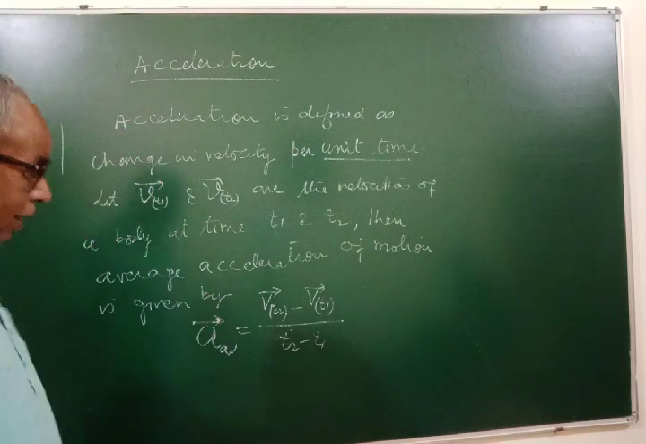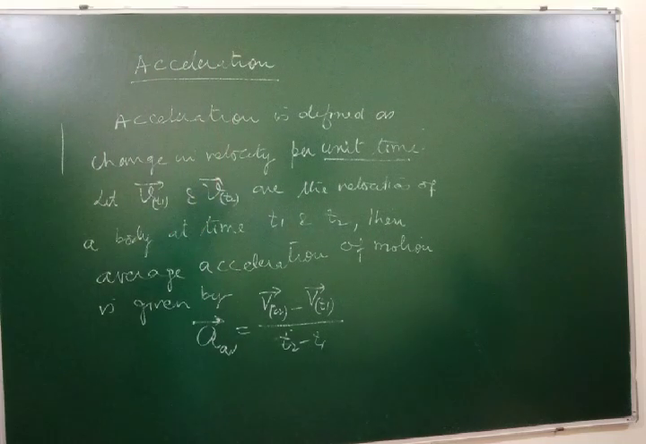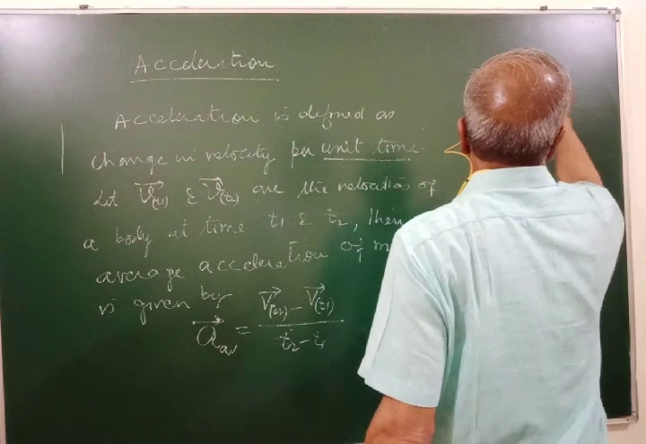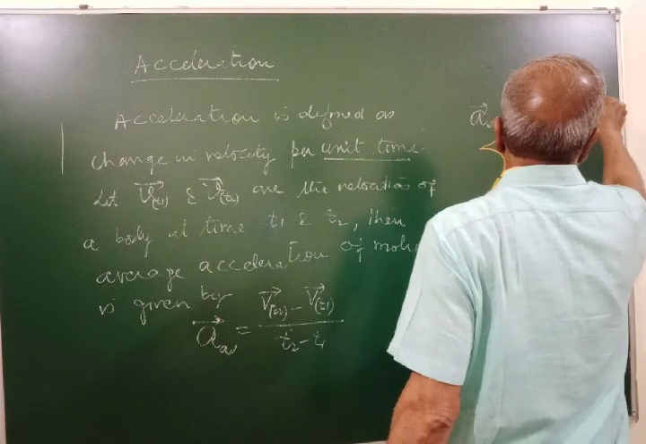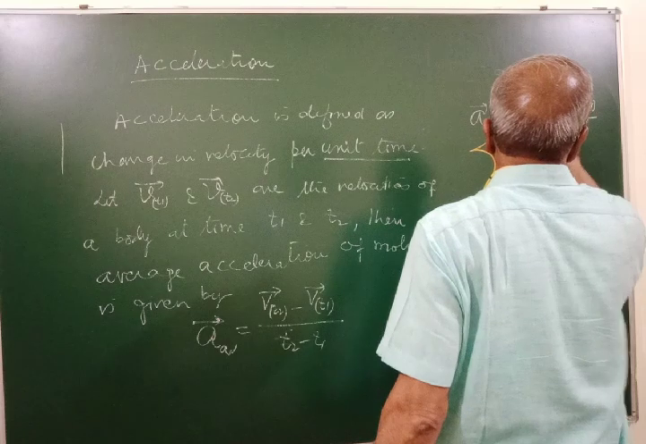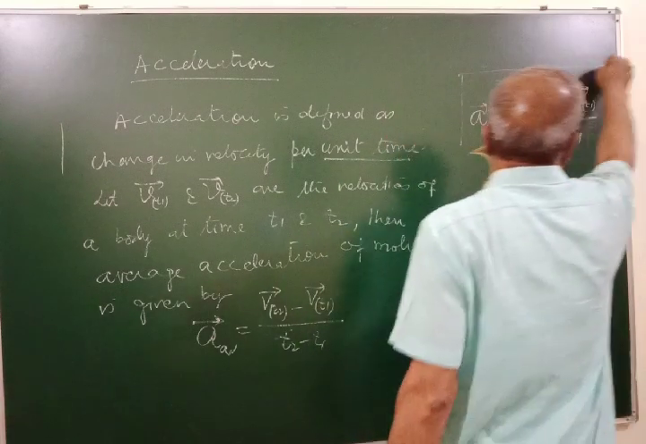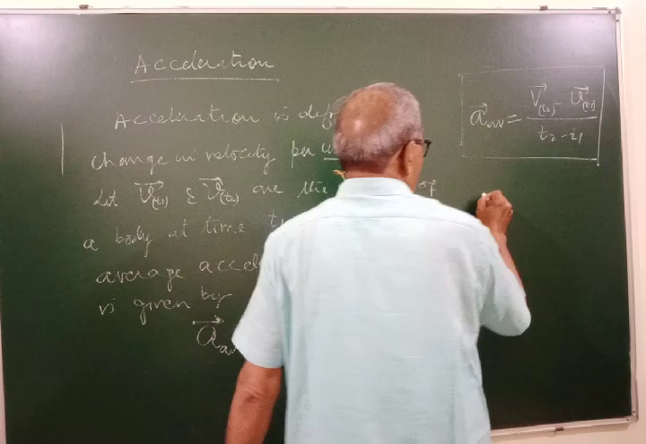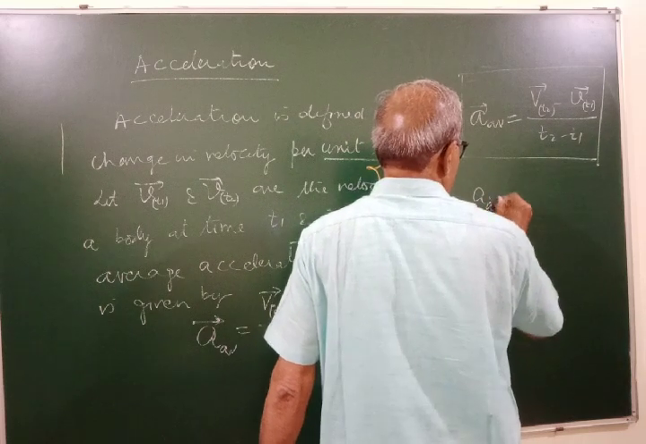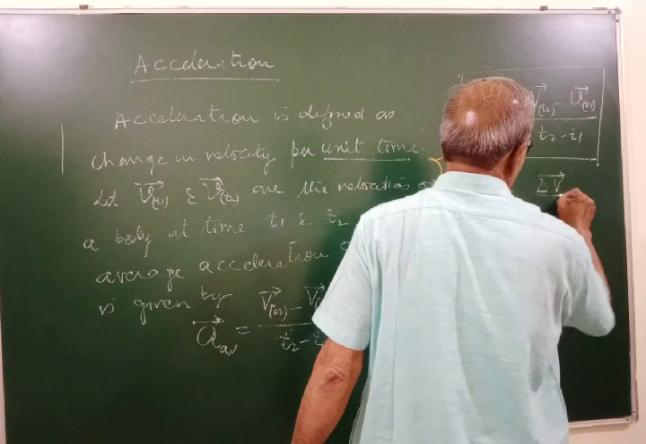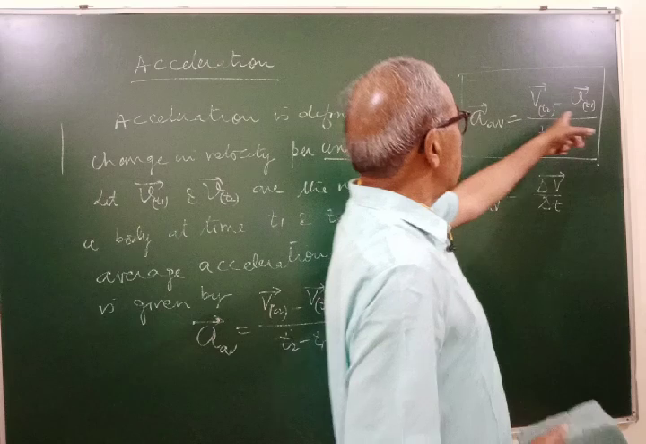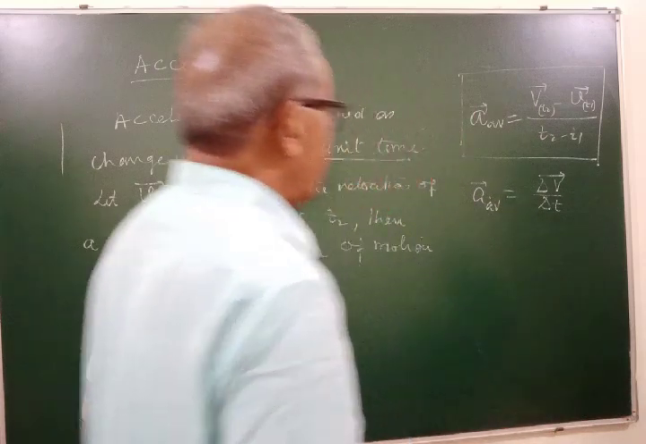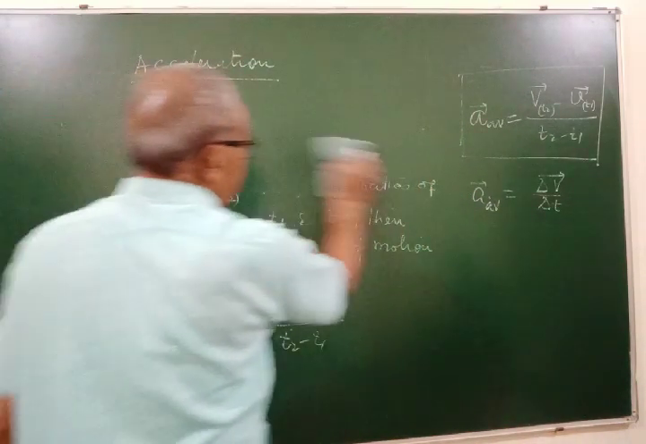There is a meaning in writing like this. I am writing again: A average equals V(t2) minus V(t1) upon t2 minus t1. Here this has a very good meaning in writing this way. I will tell later on. Or A average equals delta V upon delta t. Delta V means V(t2) minus V(t1) and delta t means t2 minus t1. Delta V is the change in velocity in time interval delta t. This is average acceleration.